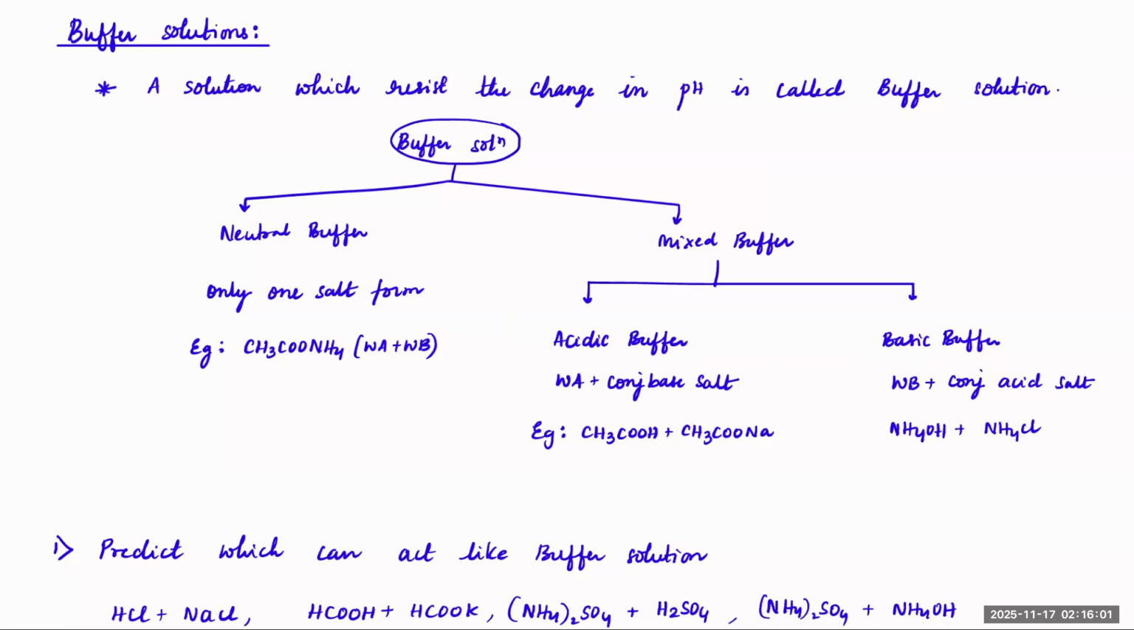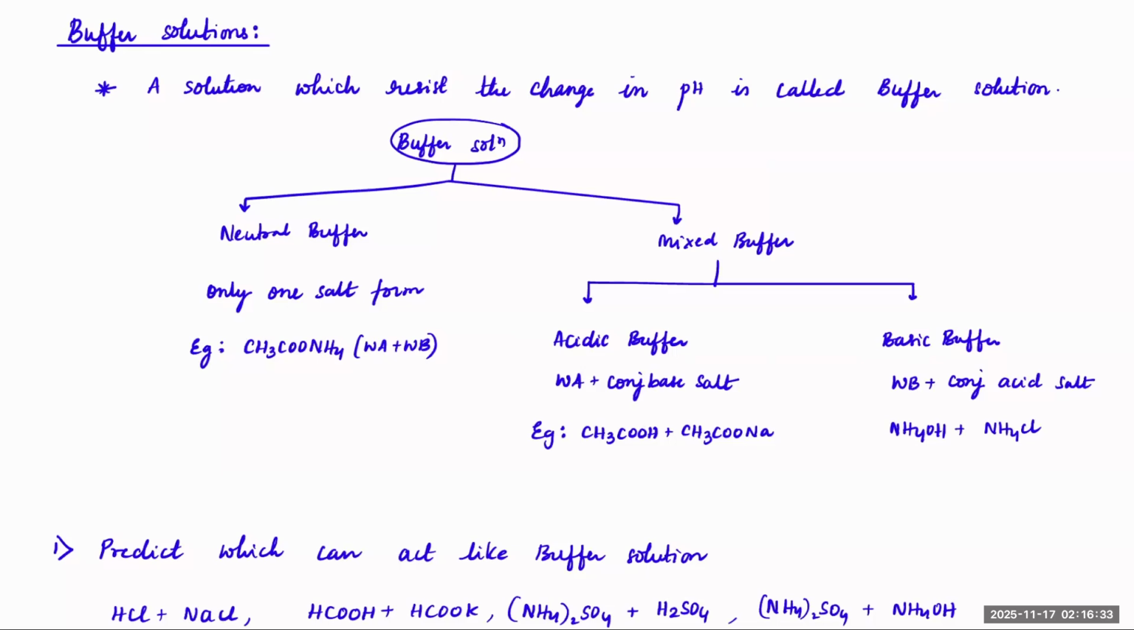Now, there are two types of buffer solutions. One is neutral buffer, the other one is mixed buffer. We use the term neutral buffer only for one salt form, that is, when you have a weak acid and weak base combined salt, correct? This solution can act like a buffer. If you take this salt solution, let me tell you how.